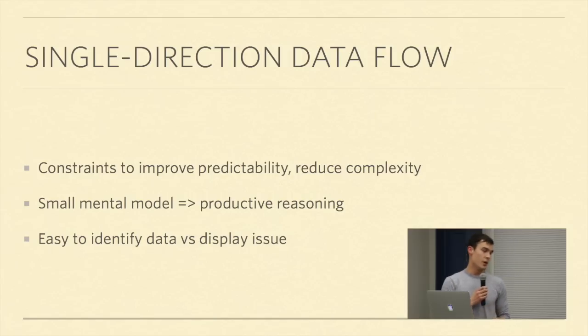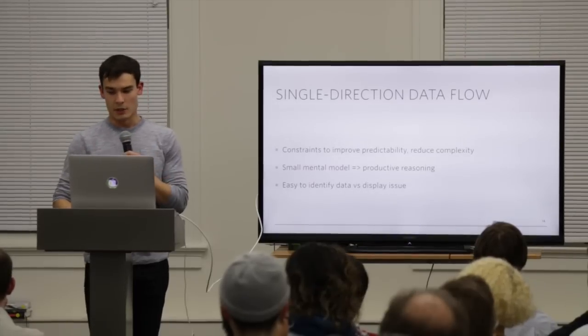Another interesting property of this is when you have a single value that you're rendering from, you can easily go in and look at whether an issue that you're trying to debug is a data issue versus a rendering issue. You can look at the entire app state that was rendered and see whether the data that you expect to be there is there. And if it is, then it has to be a display issue.